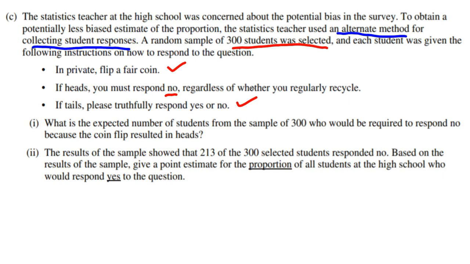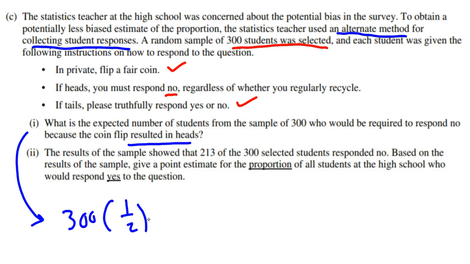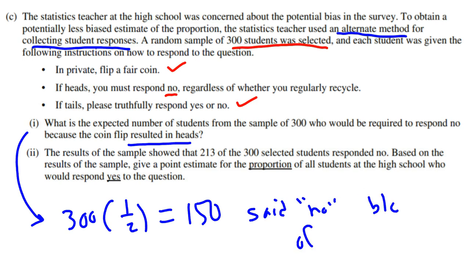Okay, so question number one there. What is the expected number of students from the 300 sample who would be required to say no because they got a heads when they flipped the coin? Well, 300 of those students times the probability of heads on a coin, which is 1/2. So you'd expect 150 of them to say no because they got heads. So these 150 kids said no because of getting heads on the coin.